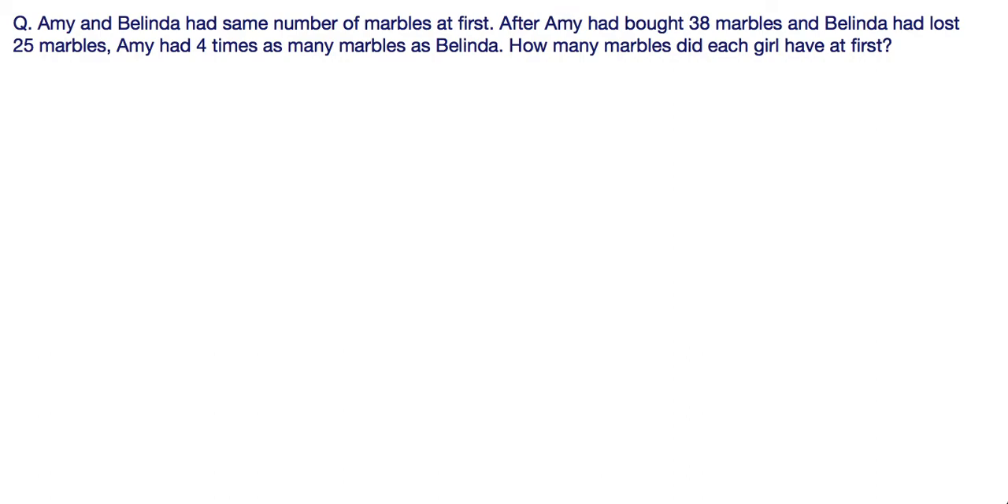Emmy and Belinda have the same number of marbles at first. After Emmy had bought 38 marbles and Belinda had lost 25 marbles, Emmy had 4 times as many marbles as Belinda. How many marbles did each girl have at first? So we know that each of the girls has the same number of marbles at first.